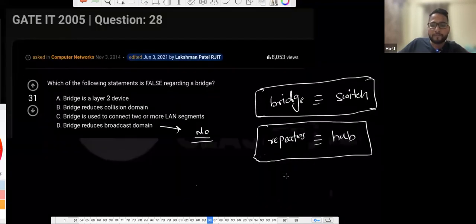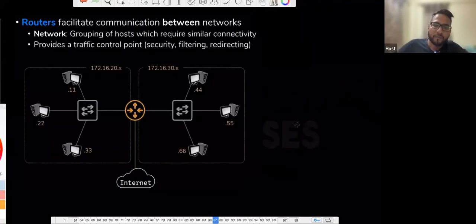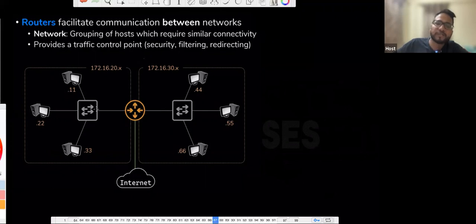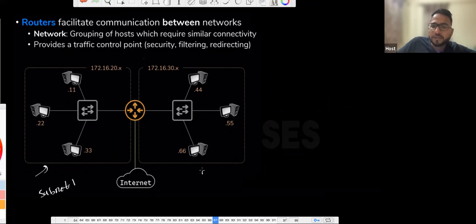Is this okay to everyone? Now, let's see the routers. What is a router? Let's suppose this is one switch, this is another switch. A router you put to connect two switches, to facilitate the communication between the networks. Whenever you're putting the router, you will say this is one network or one subnet, and this is another subnet or another network. There is no difference between subnetwork and network.